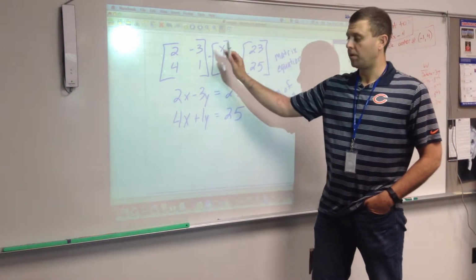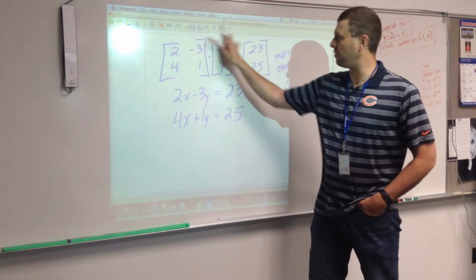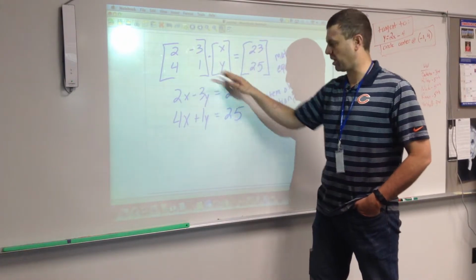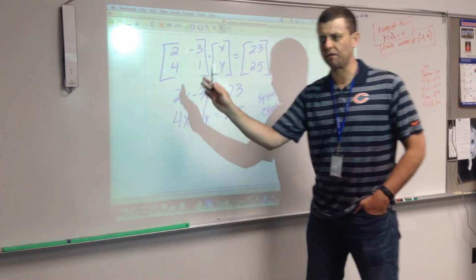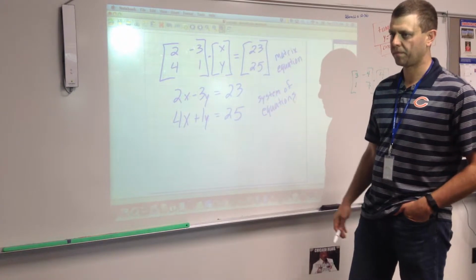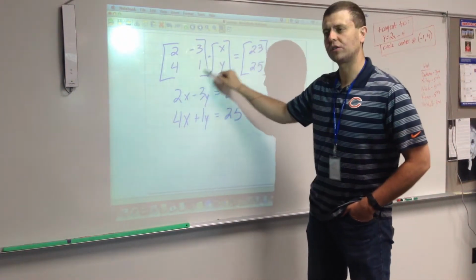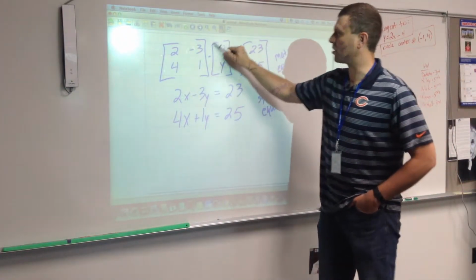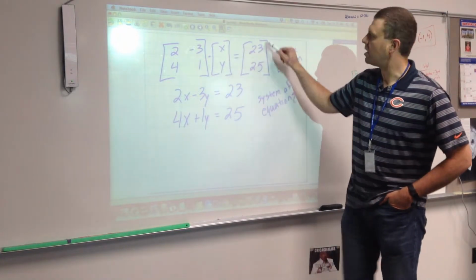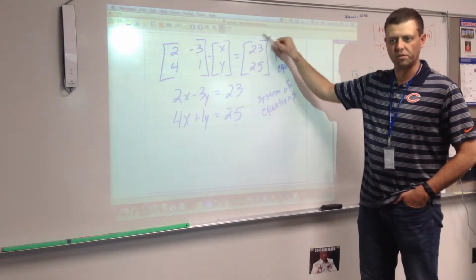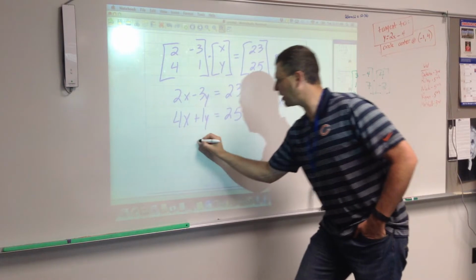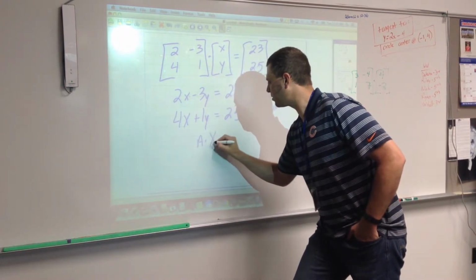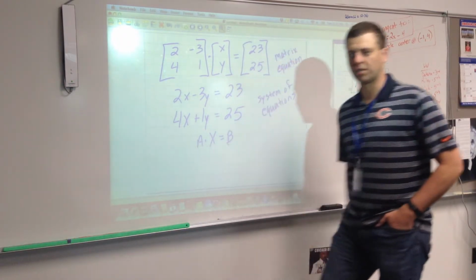So, I'm going to solve it using matrices right now, because you guys know how to solve it using graphing, substitution, and elimination. Okay? I'm going to call this matrix A. I'm going to call this matrix X. And I'm going to call this matrix B, just like we did earlier in class, right? So really I have matrix A times matrix X, and that equals matrix B, correct?